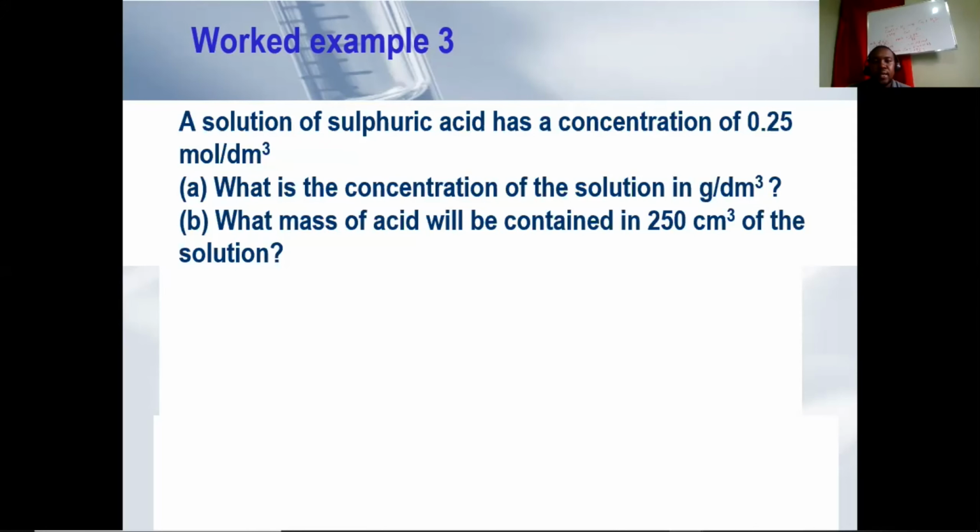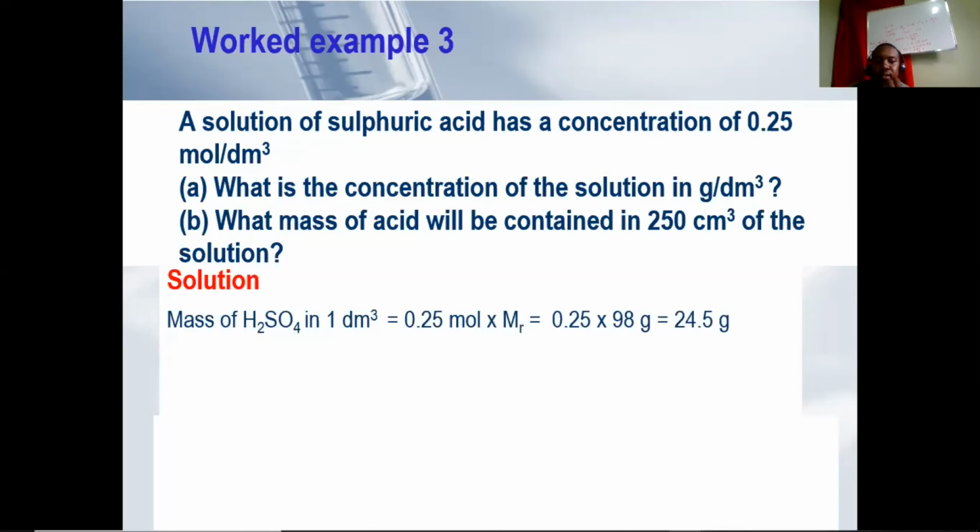All right, so a similar one here, but in this case we're given mole per dm cube, and we need to find the gram per dm cube. All right, so in this case we have to find the gram in 1 dm cube. So the mass of the acid in 1 dm cube will be your mole times your molar mass. So your mole is 0.25 times the molar mass of sulfuric acid, which is 98, and we get 24.5 grams.